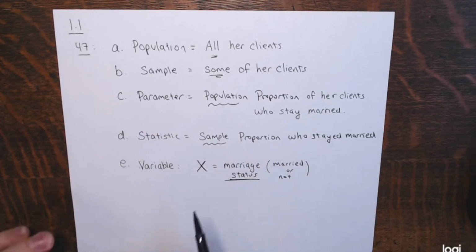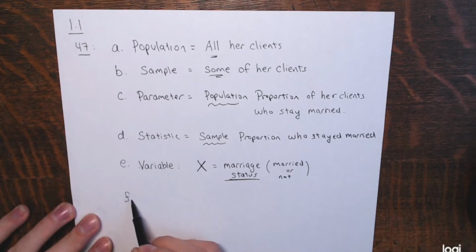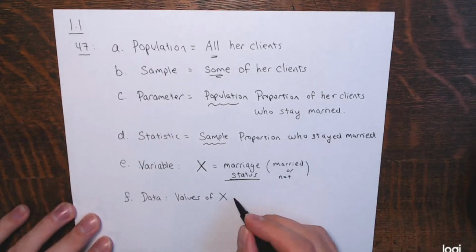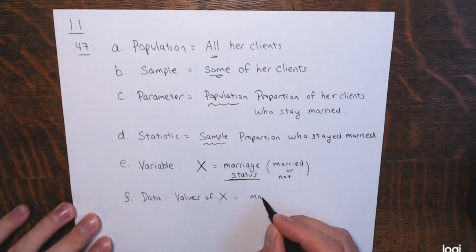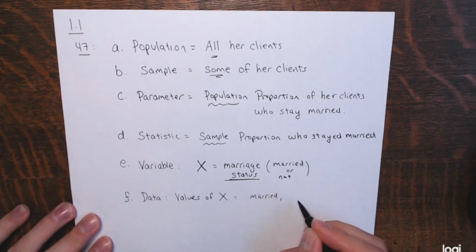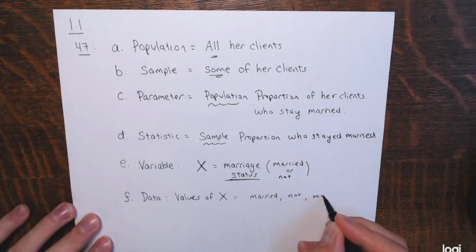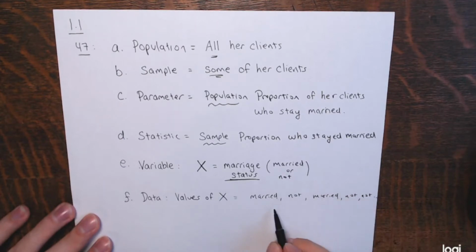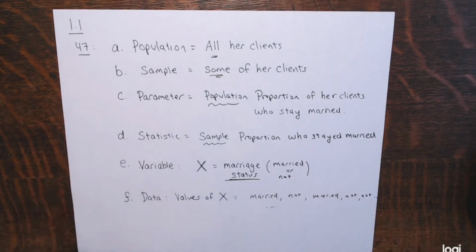So the variable is marriage status, and then the actual data are the values of X for each individual. The values of the variable, which again is married, not married, married, not married, not married, etc. You would keep doing that. All these values would be considered the data, what you're actually recording from person to person.